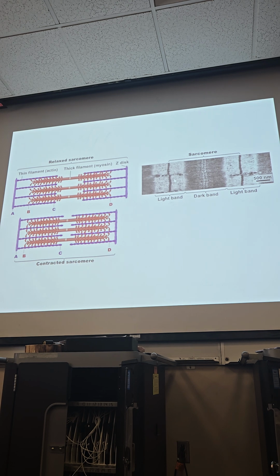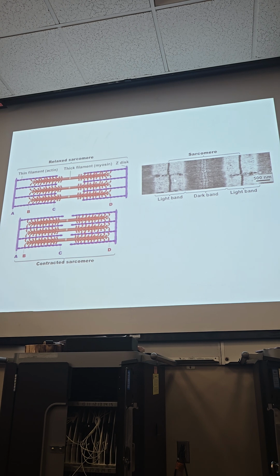All right. Let's talk about the sarcomere. I'm going to do the cheapest demo we can possibly do. Thin filament, thick filament. Okay? This is the size of the sarcomere, like this. Okay? So there's a little overlap.